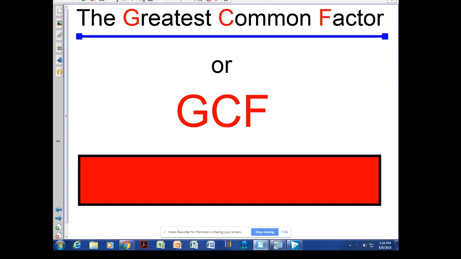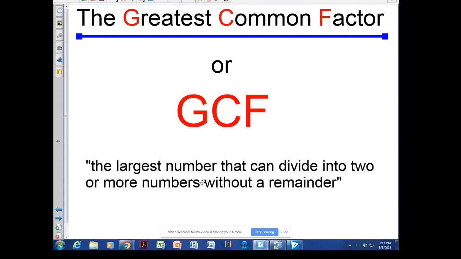Here's a quick lesson on finding the greatest common factor, otherwise known as the GCF. First of all, it's important to understand what we're looking for. The greatest common factor is the largest number that can divide into two or more numbers without a remainder. Let's explore this a little bit deeper.